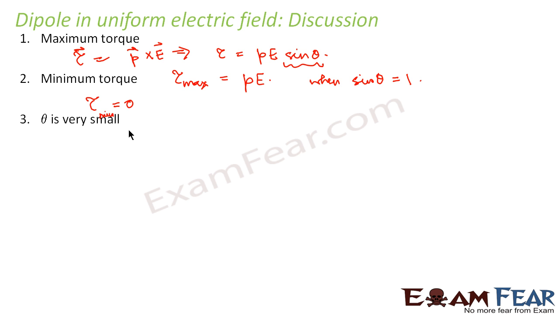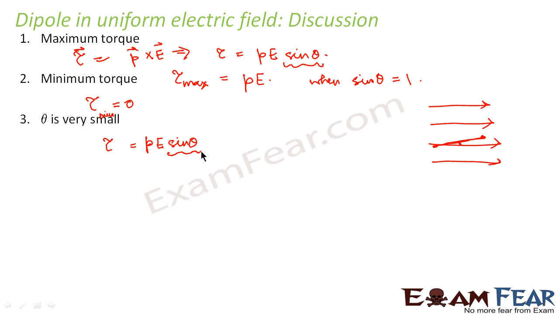What happens if theta is very small? Let us suppose this is the electric field, and the dipole is aligned in the electric field somewhat like this. That is, the dipole also appears to be almost straight, but it makes a small angle with the electric field. What is the torque experienced in that case? We say that the torque is equal to PE sine theta. Since theta is very small, sine theta can be replaced with theta. So we say that torque is equal to PE theta.